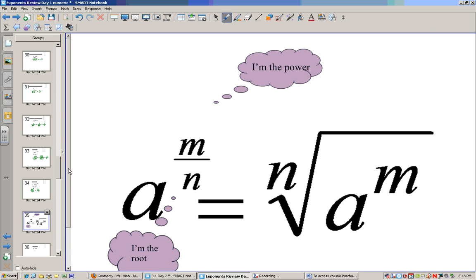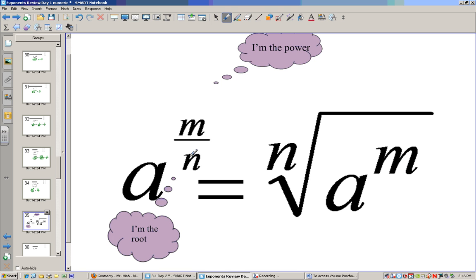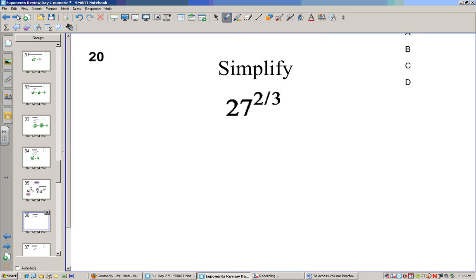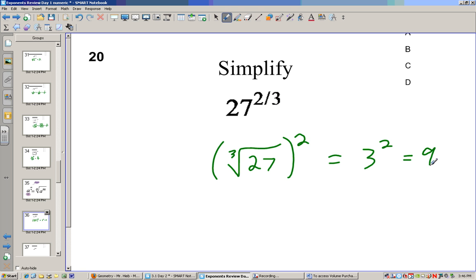Now if I have a number on top of the n, the top part is a power and the bottom part is a root. So 27 to the 2/3, what that's saying is the cubed root of 27 squared. The cubed root of 27 is 3. Square that, and you get 9.